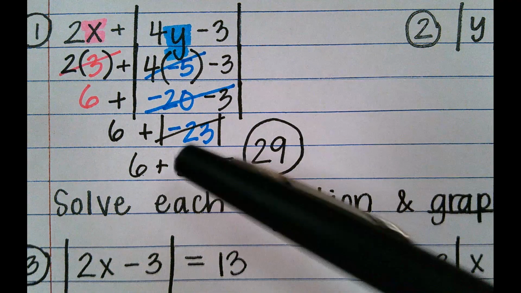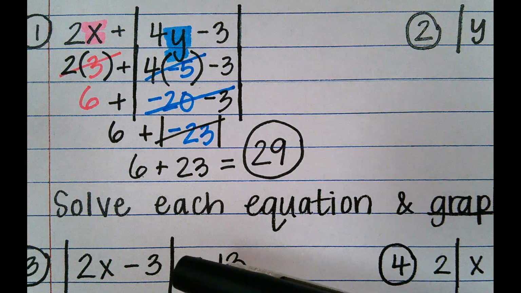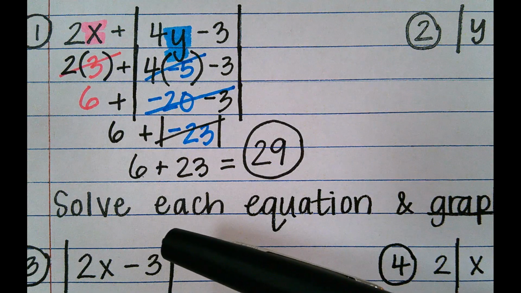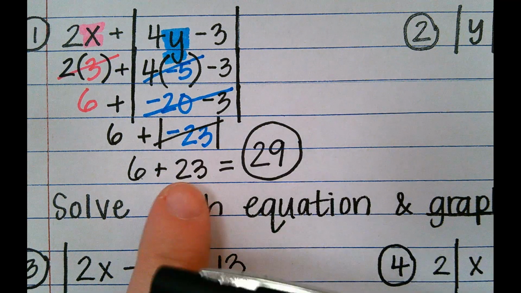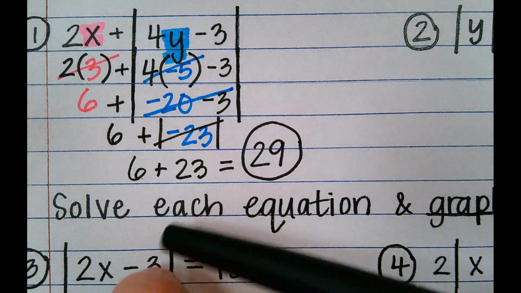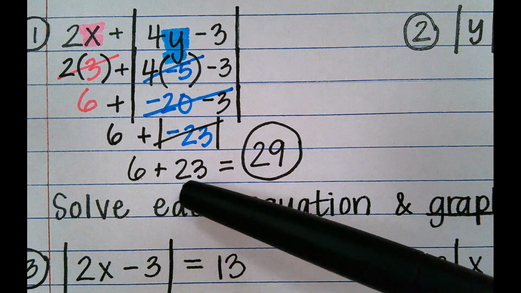Negative 23. If it's a negative, are you always going to flip it to a positive? Yes. Every single time. Will it ever be a positive inside the bars? Yes. And if it's a positive, it's still positive.